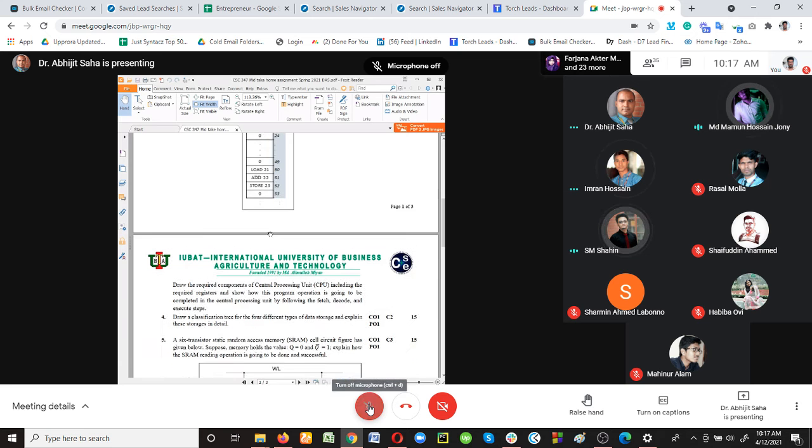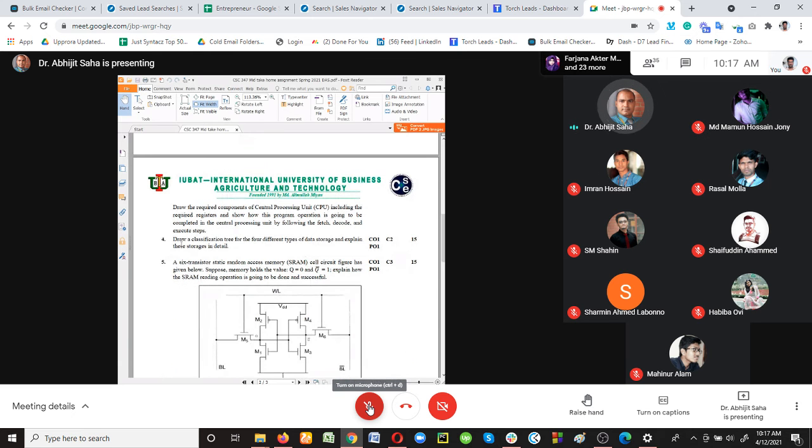And the next one is: draw a classification tree for the 4 different types of data storage and explain this storage in detail. Can you remember that I showed you a figure in the data storage chapter? There is a classification tree figure, right? What are the memories we can have in the computer system? Can you remember that?